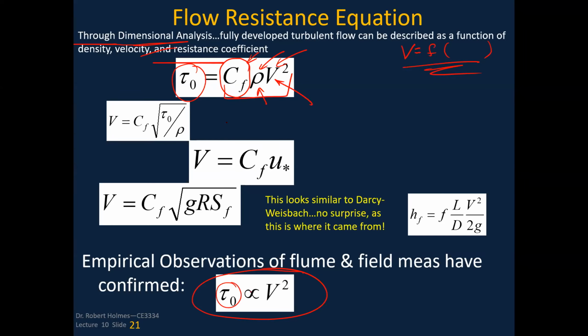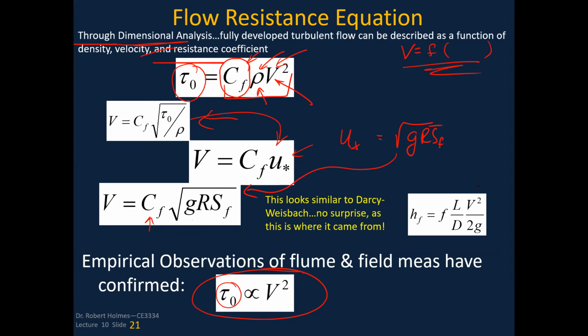But let's go back up here in the slide and we can manipulate things a little bit. We can solve for the velocity, and we can see that the velocity is equal to the friction resistance coefficient times the square root of the bed shear stress divided by the density. Well, that is nothing more than the shear velocity, right? We've already defined that. And then we further define the shear velocity as equal to the square root of g R S sub f. So I can plug that in, and that becomes V is equal to the resistance coefficient C sub f times the square root of g R S sub f.